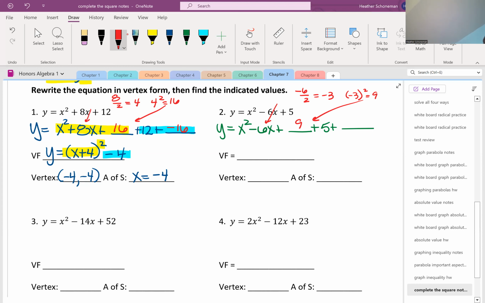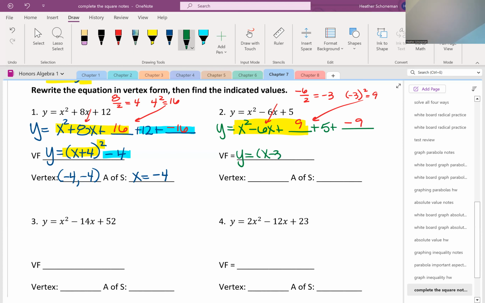Now remember, this is an equation, and we need to keep it balanced. So normally if I put 9 on one side, I put 9 on the other. But since I'm putting them both on the same side, the opposite of +9 is -9. Now I'm going to factor this first part. And when I write that, the two numbers that multiply to +9 and add to -6 would be -3 and -3.